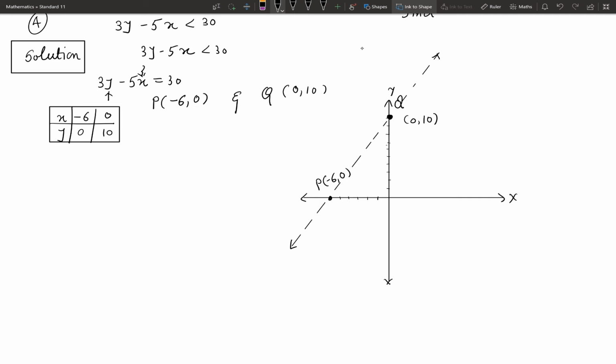Now let us verify the given inequality by origin. The inequality is 3y minus 5x less than 30. If we put x equal to 0, y equal to 0, we get 0 minus 3 into 0, 0 minus 5 into 0, 0 less than 30, which is true.